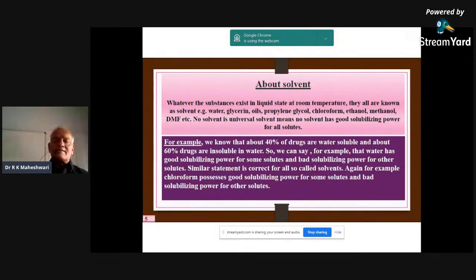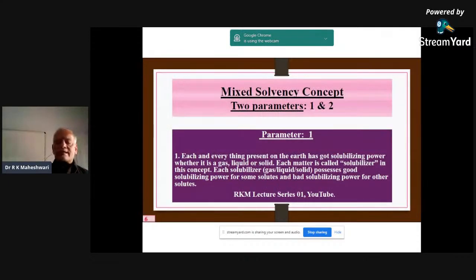A similar statement is correct for all the so-called solvents. Again, for example, chloroform possesses good solubilizing power for some solutes and bad solubilizing power for other solutes. Whatever the name of any solvent you take, whether it is DMSO, DMF, acetone, methanol or chloroform, they are good solvents for some solutes and bad solvents for other solutes. We have to remember this statement for clarification of the further matter which I am going to discuss with you.